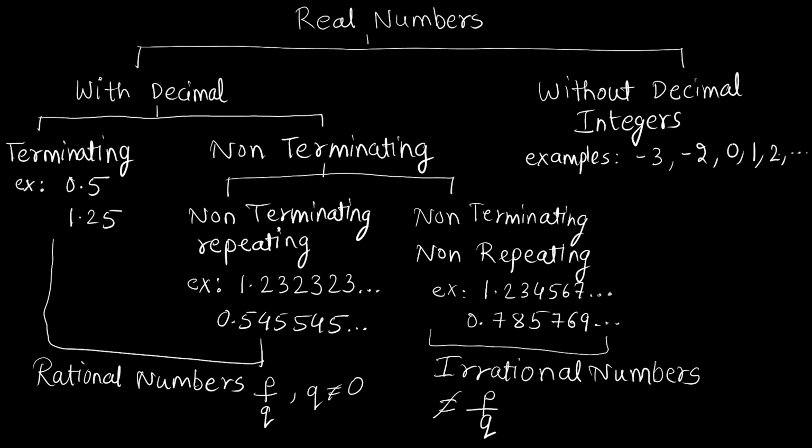So this was the classification of real numbers based on decimal expansions. With decimal, there are two subcategories, terminating as well as non-terminating. In non-terminating, there are two subcategories, non-terminating repeating and non-terminating non-repeating. Terminating decimal expansions and non-terminating repeating decimal expansions fall under rational numbers, whereas non-terminating non-repeating decimal expansions are nothing but irrational numbers. Now, next we are going to go through some theorems.